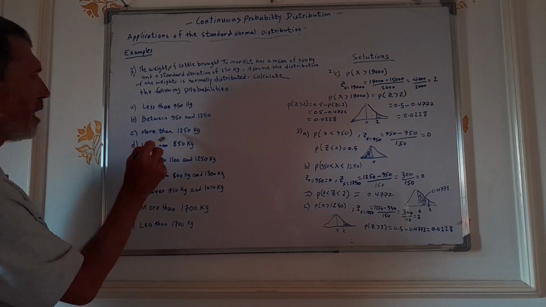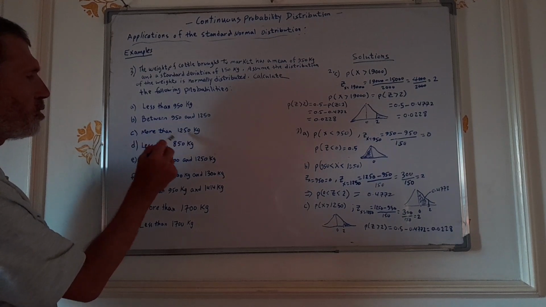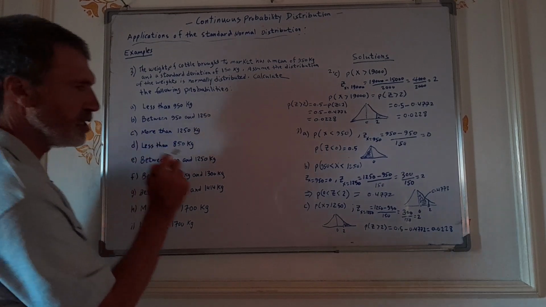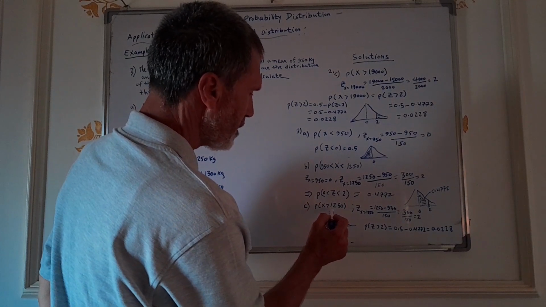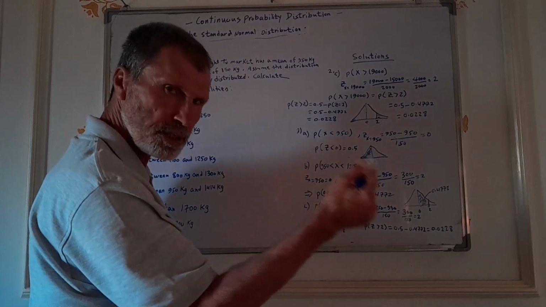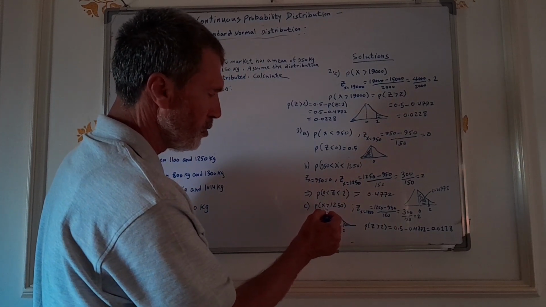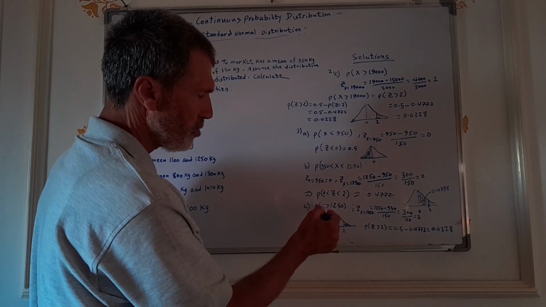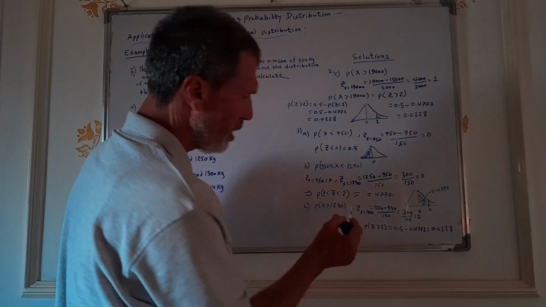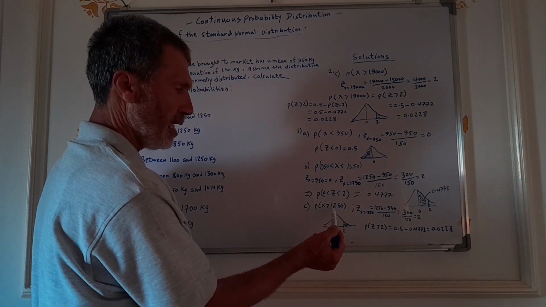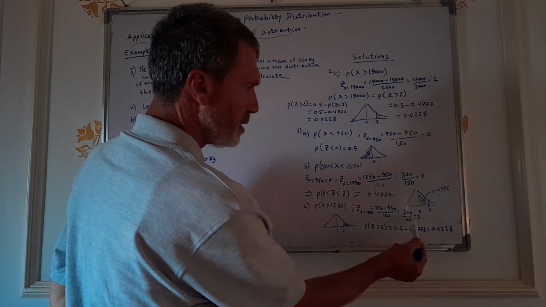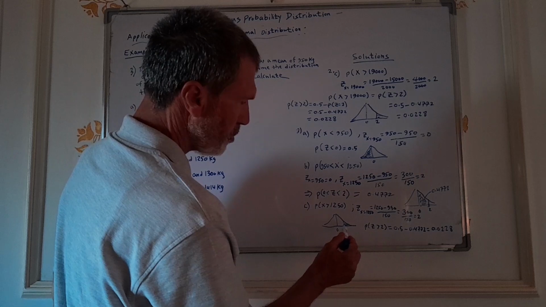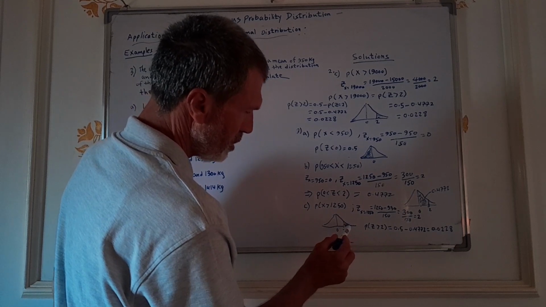Now, part C: the probability of weight more than 1250, that is, the probability of X greater than 1250, where more than is the same as greater than. We first calculate the Z of X equal 1250, and we come up with 2. So now we need the probability of Z greater than 2. This is 2, so we need this area here.